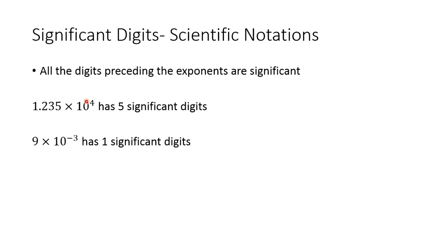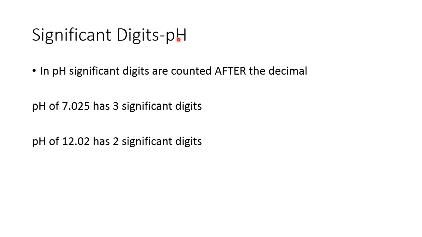Significant digits with scientific notation are really easy. All the numbers in front of the exponent are significant. So this has 4 significant digits and this has 1 significant digit. And significant digits with pH. pH, if you learn chemistry, is essentially the measurement of the acidity of a solution. If you keep in mind what I said, significant digits are a measurement of how accurate the numbers are. So in this case, 7.025 has 3 significant digits, and 12.02 has 2 significant digits.